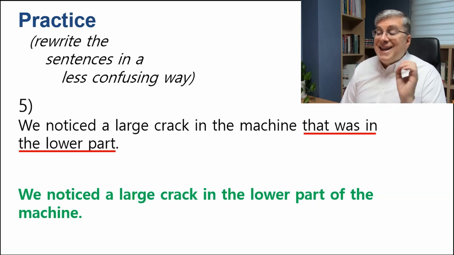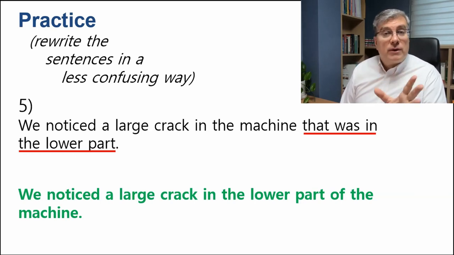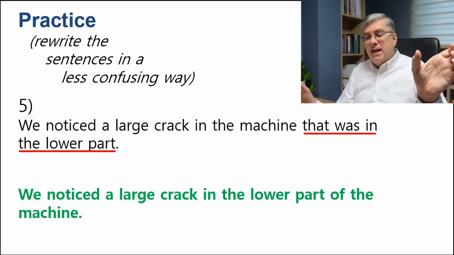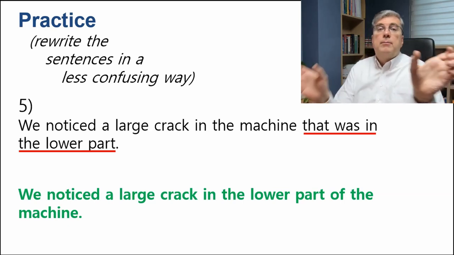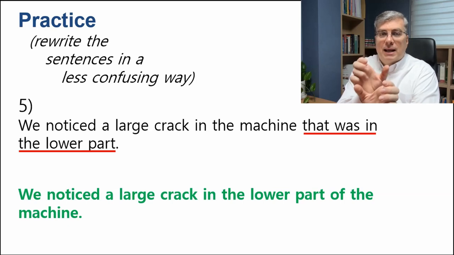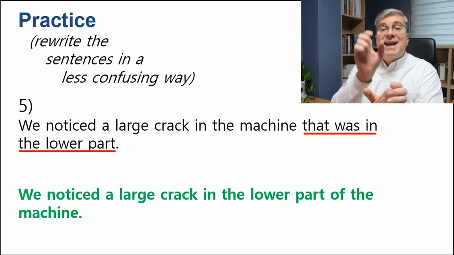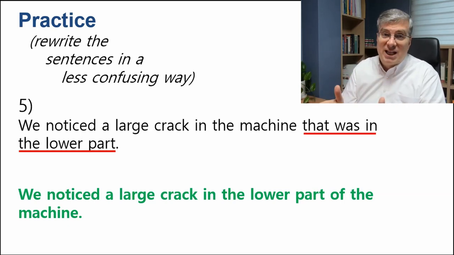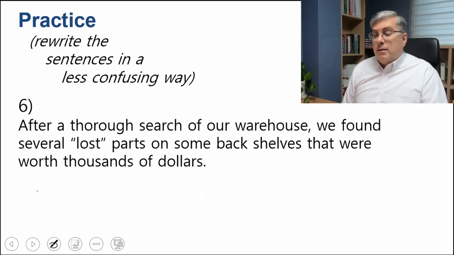We noticed a large crack in the lower part of the machine. That's much more efficient, right? Instead of saying a large crack and then, at the end of the sentence, the lower part of, or in the lower part, put those together. Keep related items together. We noticed a large crack in the lower part of the machine. Much more efficient, much clearer. Okay, good. Okay, number six.